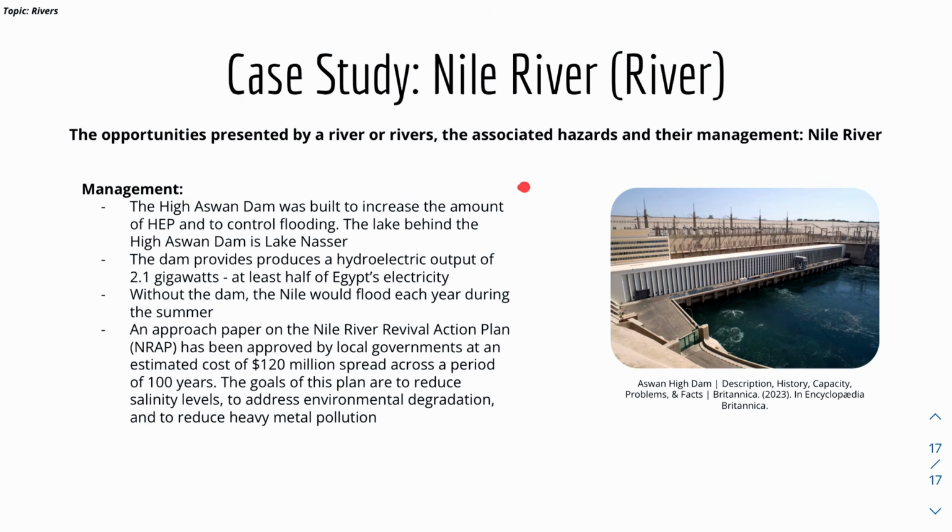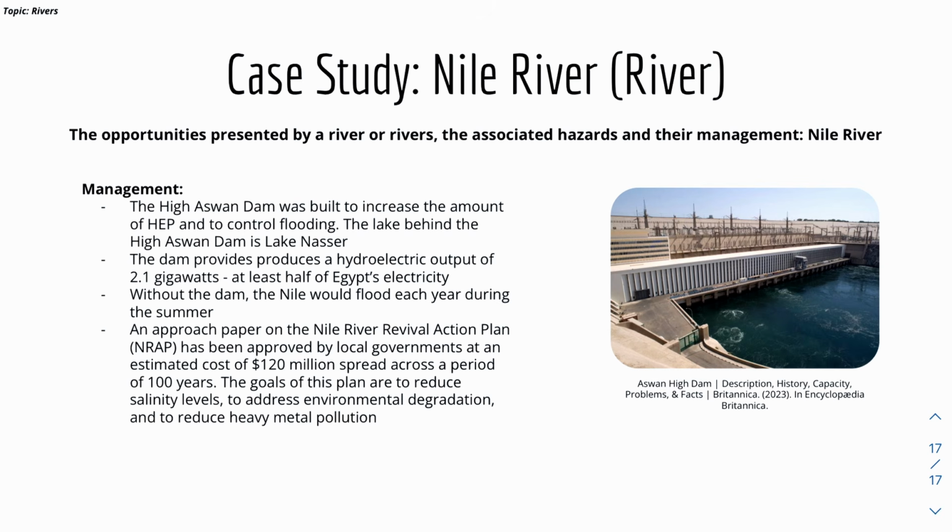And lastly, we have the management of the Nile River. We have the High Aswan Dam, or the Aswan High Dam, and it was built to increase the amount of HEP, the hydroelectric power, and to control flooding. And the lake behind the dam is called Lake Nasser right here. Here are some statistics. The dam provides a HEP output of around 2.1 gigawatts, which is at least half of Egypt's electricity, which is insane. And without the dam, because the dam managed flooding, the Nile would flood each year during the summer.